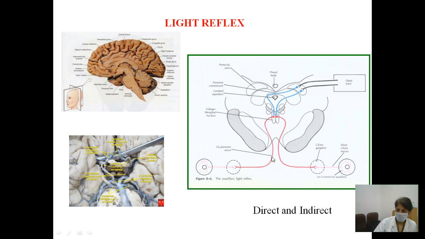The general visceral efferent fibers pass along the superficial surface of the oculomotor nerve and relay in the ciliary ganglion, from which the short ciliary nerves supply the ciliary muscle as well as the sphincter pupillae. For the light reflex, you require the sphincter pupillae, right?